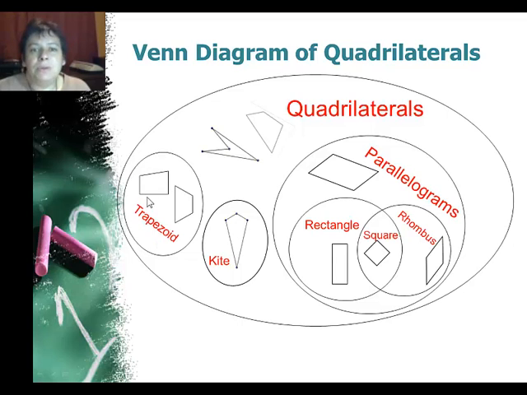These are trapezoids, which are also quadrilaterals. This is a kite, which is also a quadrilateral. This is a parallelogram, which is also a quadrilateral. This is a rectangle, which is also a parallelogram, which is also a quadrilateral. And this is a rhombus, which is also a parallelogram, which is also a quadrilateral. And finally, this is a square, which is also a rectangle, which is also a rhombus, which is also a parallelogram, which is also a quadrilateral. So the square fits into most of the groups in the quadrilaterals.